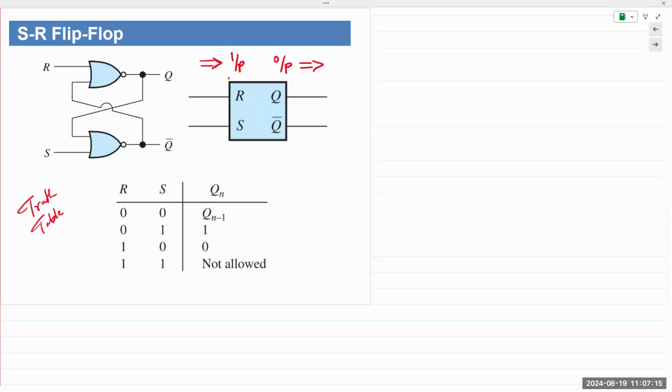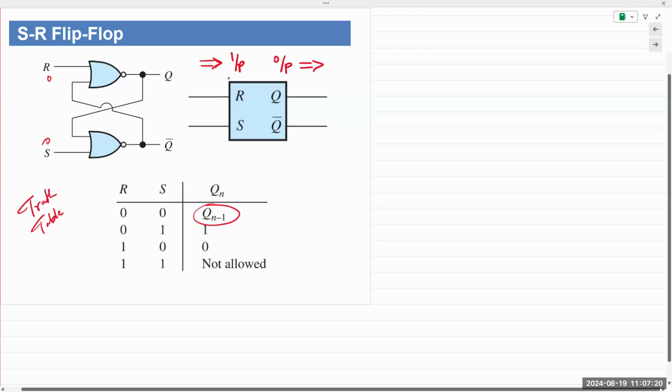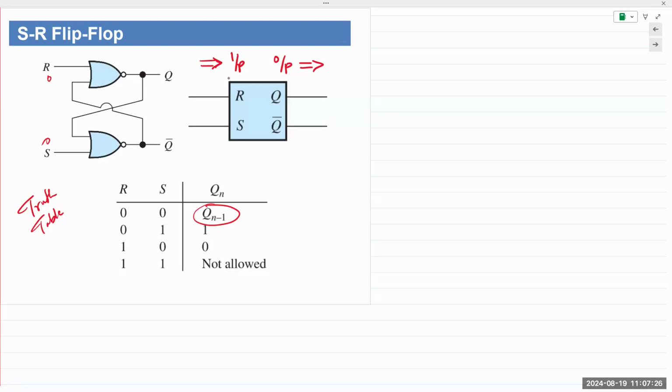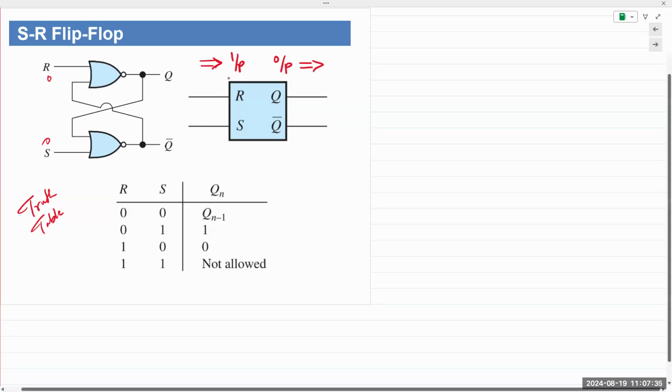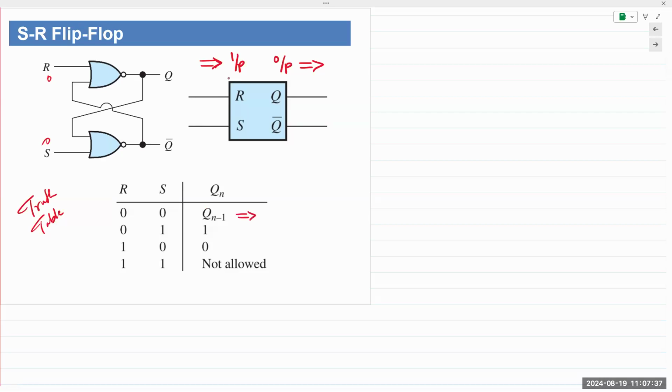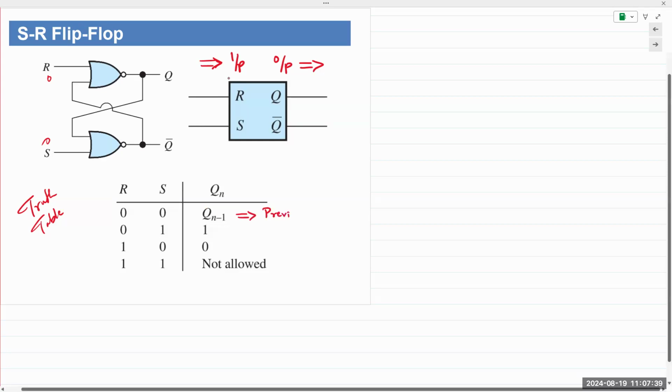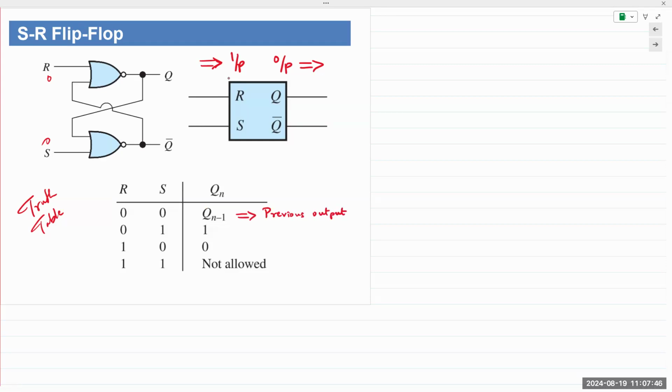So when R and S are 0, the output doesn't change. Output remains in the previous state. If the previous state was 0, it will remain at 0. If the previous state was 1, then the output remains at 1. So Qn minus 1 simply indicates the previous output. It could be 0 or it could be 1.